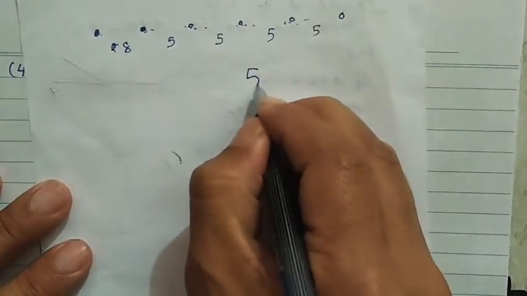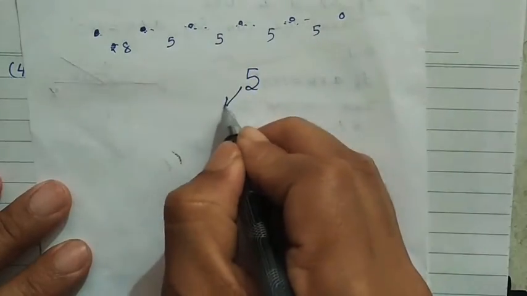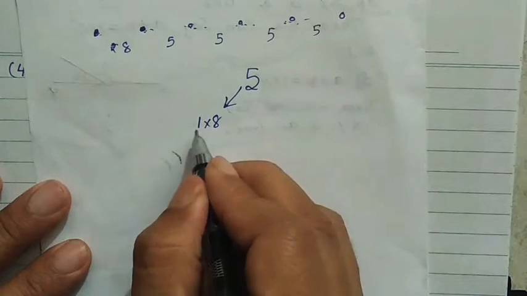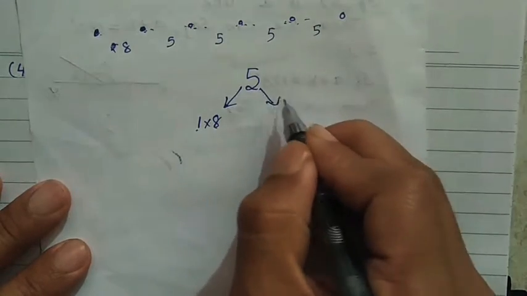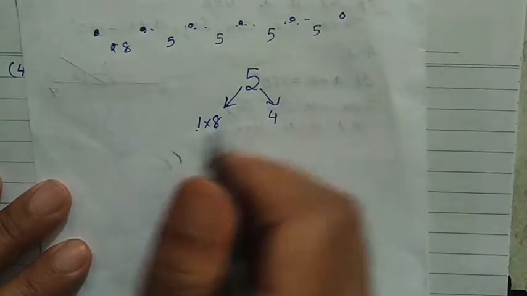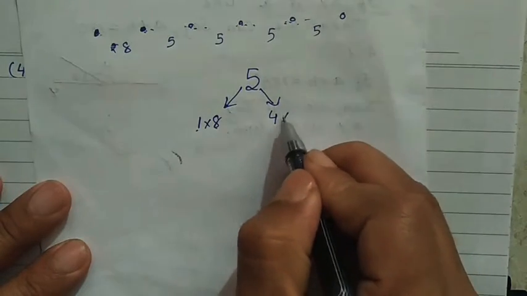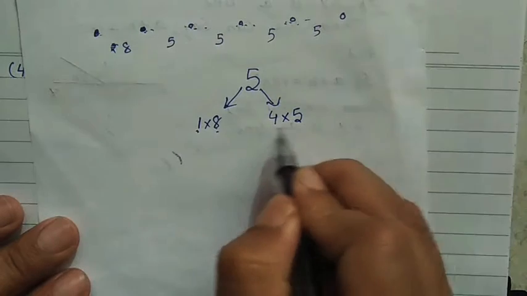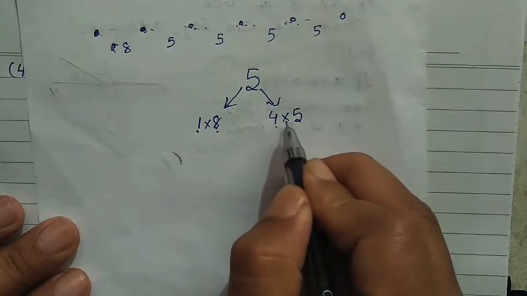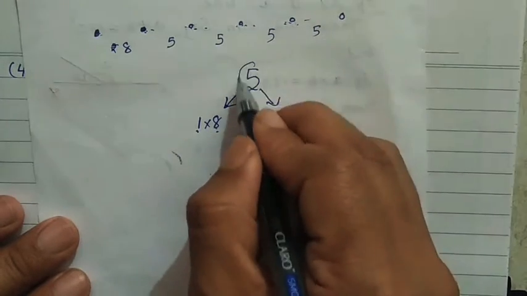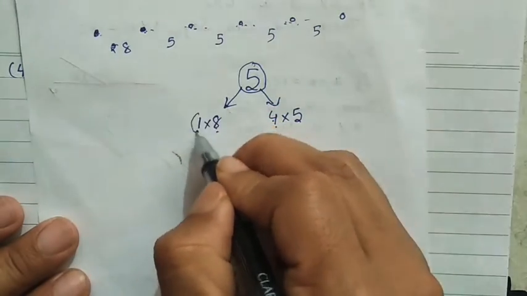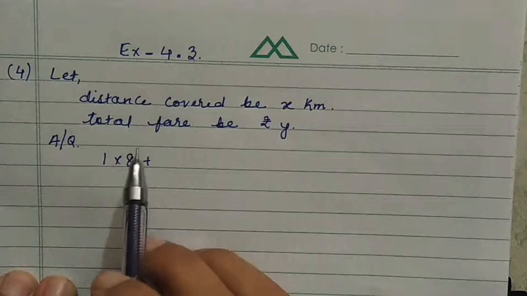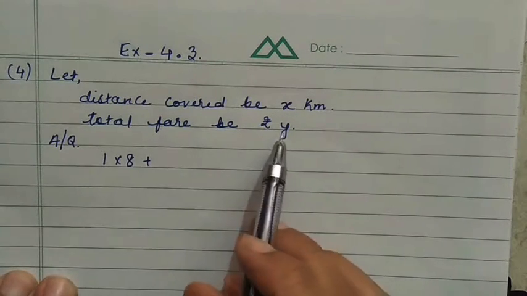Out of 5 kilometers, 1 kilometer is ₹8. For the first kilometer it is ₹8, and for the remaining 4 kilometers it will be ₹5. So for the first kilometer it is ₹8, for the remaining it is ₹5. The remaining distance is the total minus this one. Distance covered is x, total fare is y.